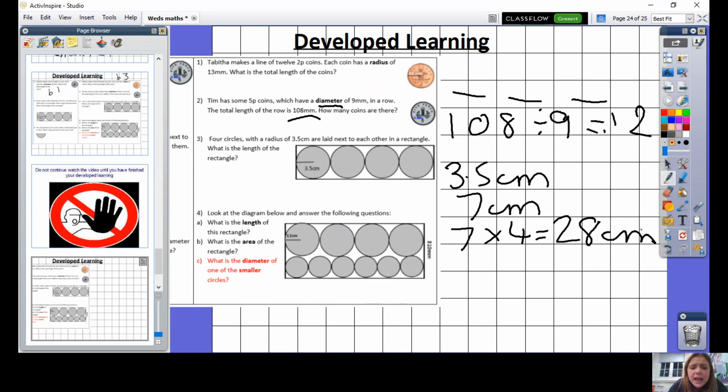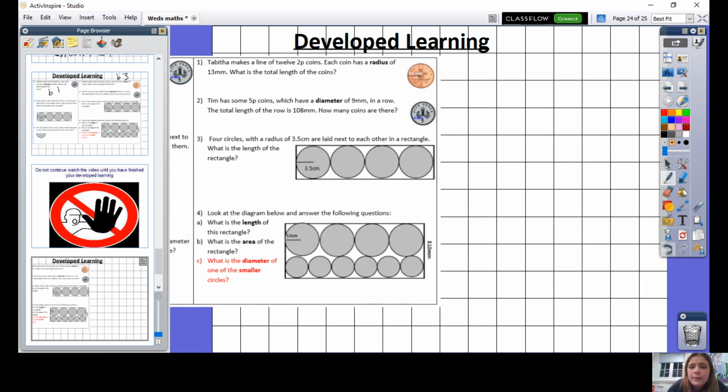Finally, what's the length of the rectangle? Looking at the diagram below, I can see the radius is 12. If the radius is 12, that means the diameter is 24. One circle has the diameter of 24. There are 4 circles, so I'm doing 24 times 4. Double 24 is 48, double that is 96 centimetres.